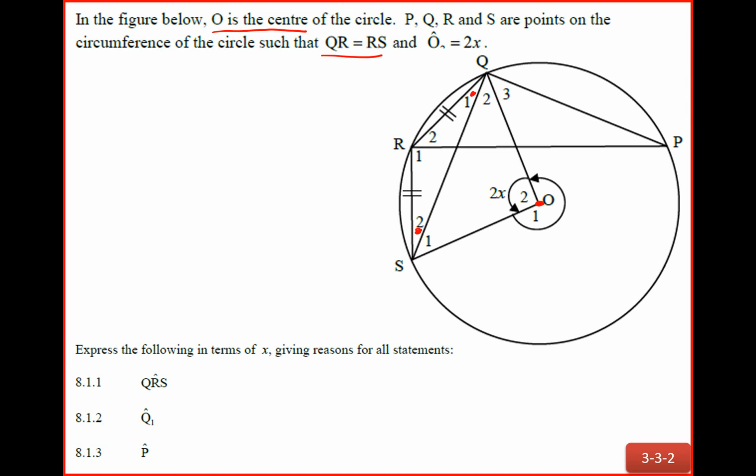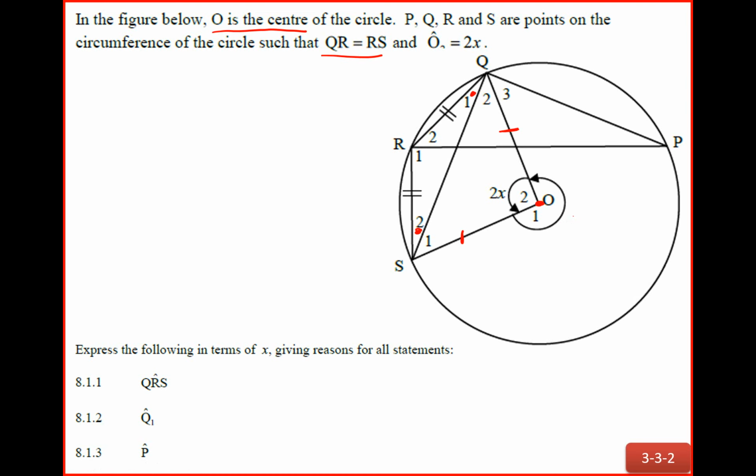Also, another thing to note, which we don't necessarily need to put in, if O is the center, remember that OQ and OS are equal. And therefore, we'll have S1 equal to Q2, another isosceles triangle. And then it tells us that O1 is equal to 2x, which is marked for us in the diagram.